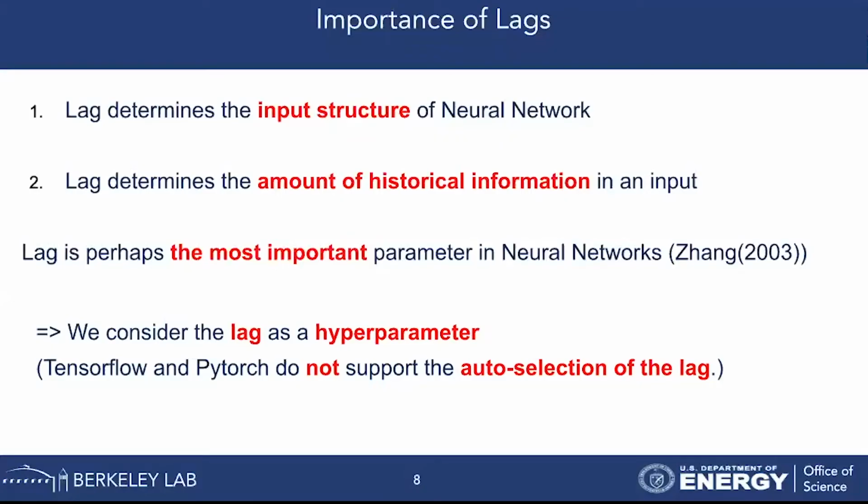So we are going to consider lag as one hyperparameter. Yeah, the state-of-the-art software for machine learning, TensorFlow, which is developed by Google, and PyTorch, which is developed by Facebook, do not support this auto-selection of the lag. So we are going to put lag into the hyperparameters.